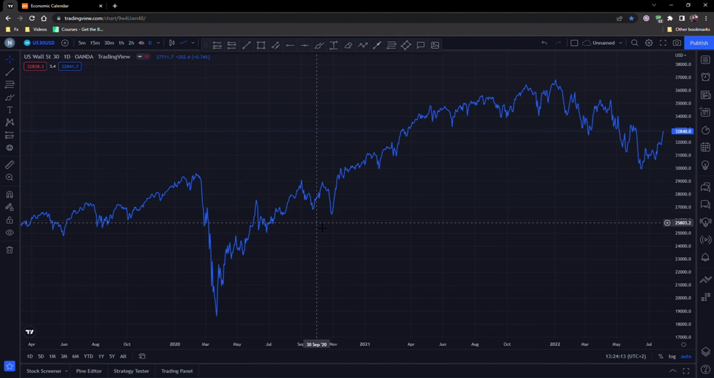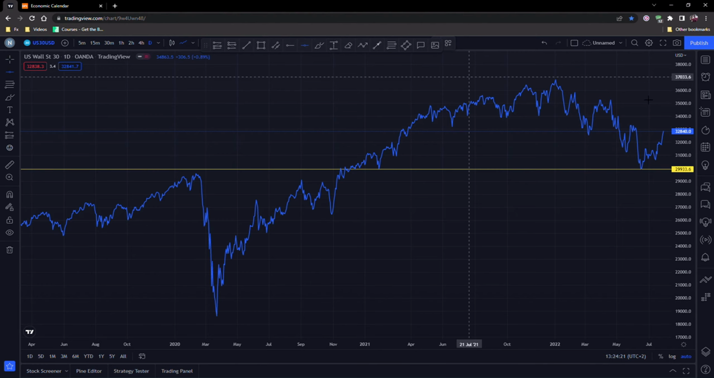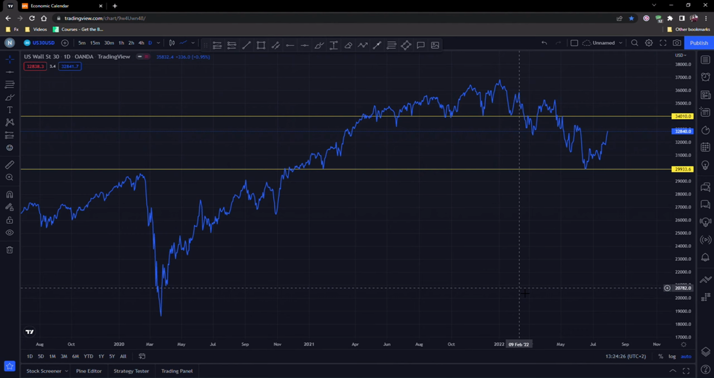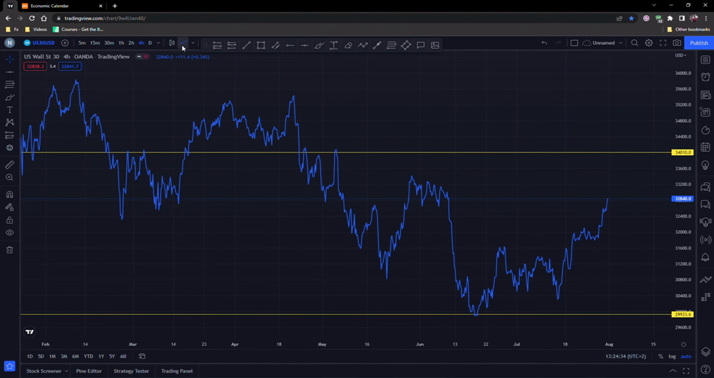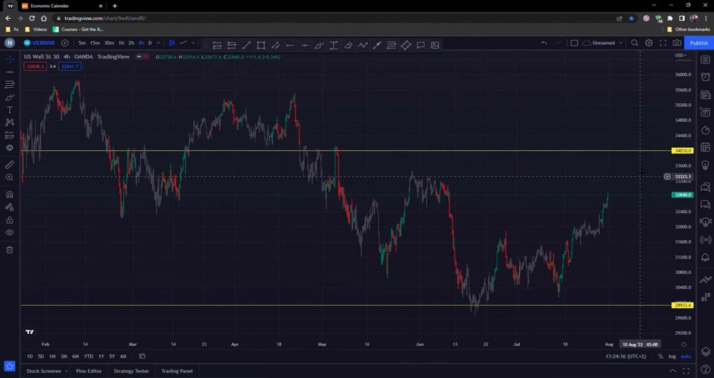Now right here we are looking at US30 on the daily time frame, and we're gonna plot our highs and lows. So that's gonna be my low, and that right there is gonna be my high for the week, right? And then now we are gonna go on a 4 hourly. Let's go to a candlestick, and then we can look at this formation right here.